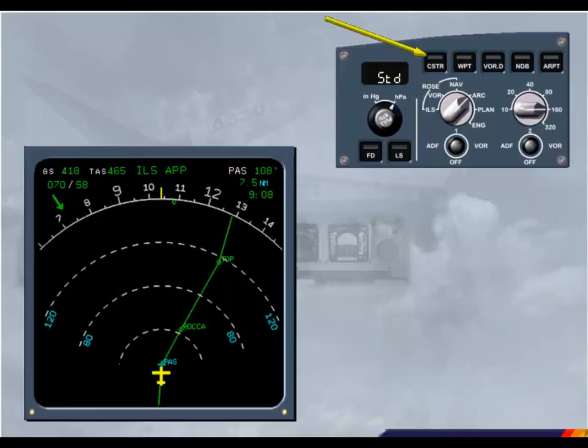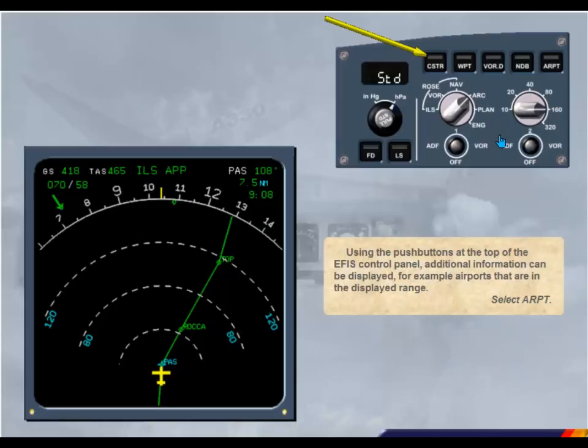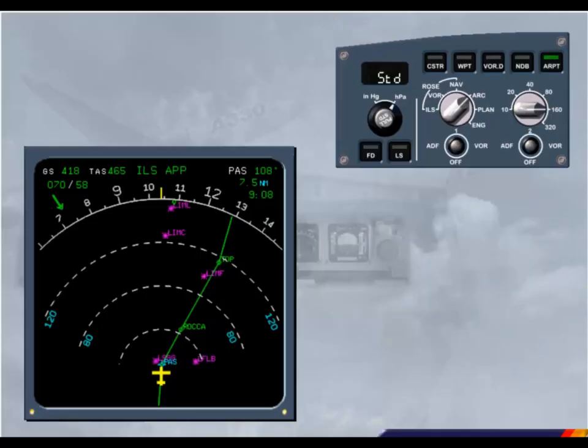Using the push buttons at the top of the EFIS control panel, additional information can be displayed. For example, airports that are in the displayed range. Select Airport. A green light illuminates in the push button. On the display, the airports contained in the aircraft database and within the area are shown. This is a useful feature when considering diversions. Select NDB.